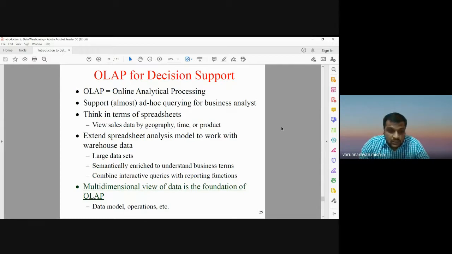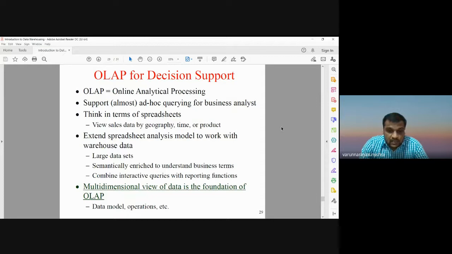The warehouse includes a large amount of data sets, and it is semantically enriched to understand the business terms. It also combines interactive queries with the reporting functions. It combines multiple queries at a time, and is used for reporting functions. The multidimensional view of the data is the foundation of OLAP. OLAP, online analytical processing, supports the multidimensional view of the data. It supports different kinds of data models and different operations, like edit, delete, and subsetting.